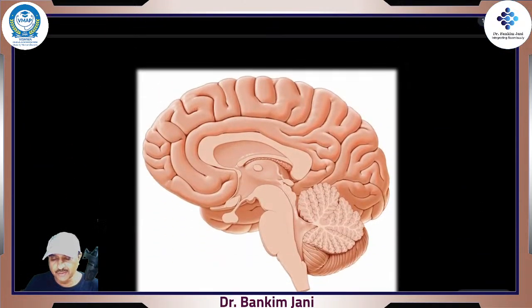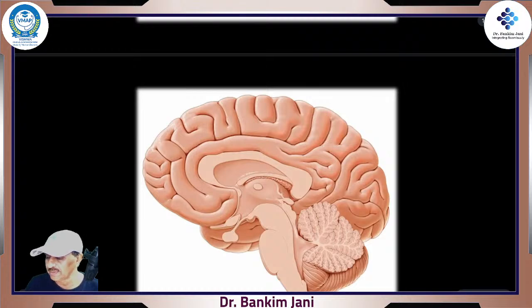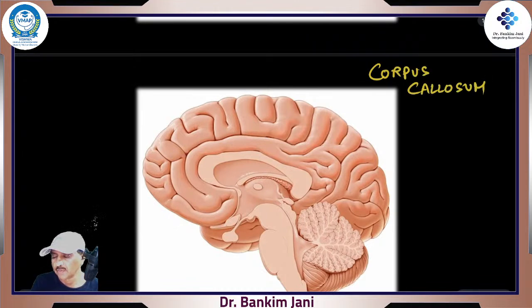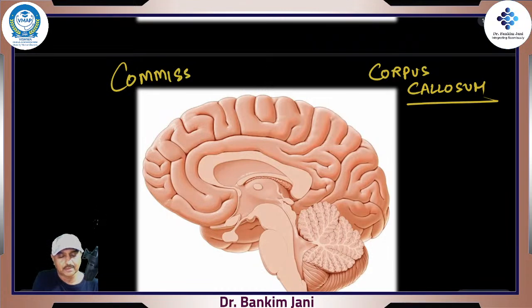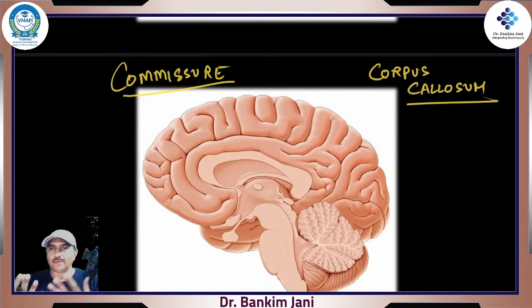Changing the focus straight away to a new concept, because we are talking about the corpus callosum. Now see, the new word which is coming up is the commissure. Commissure means something which is connecting. It is like a bundle of nerve tissues which are connecting both the hemispheres, right and left.